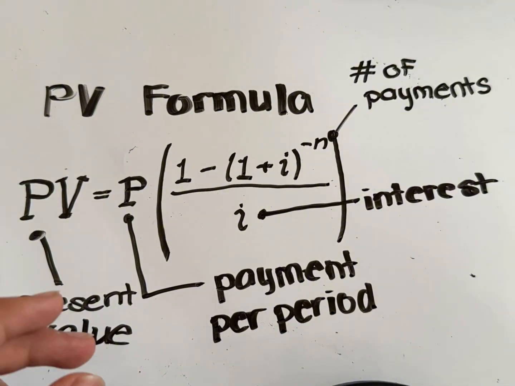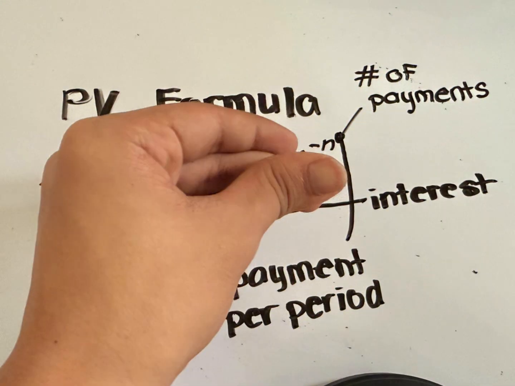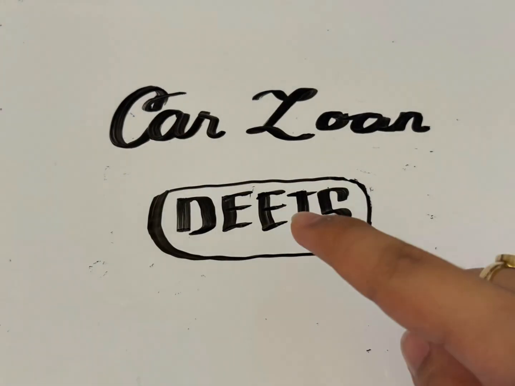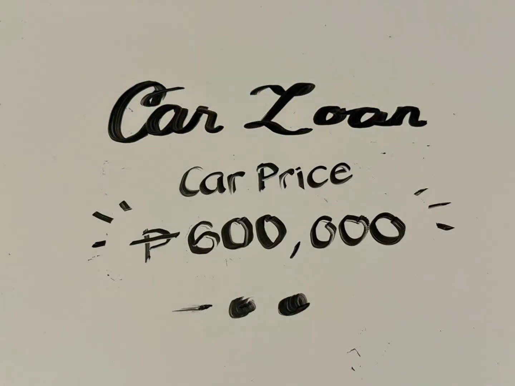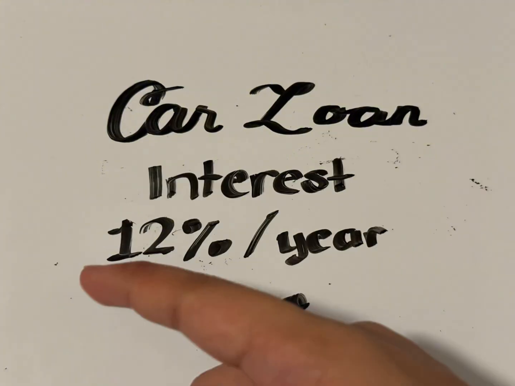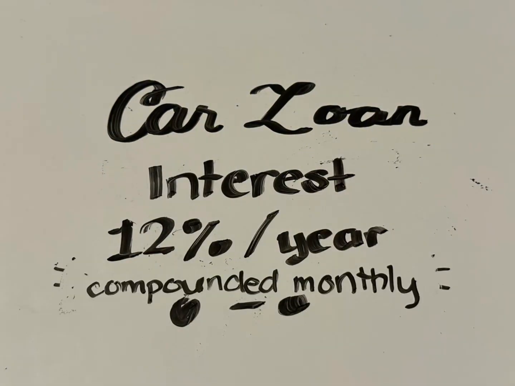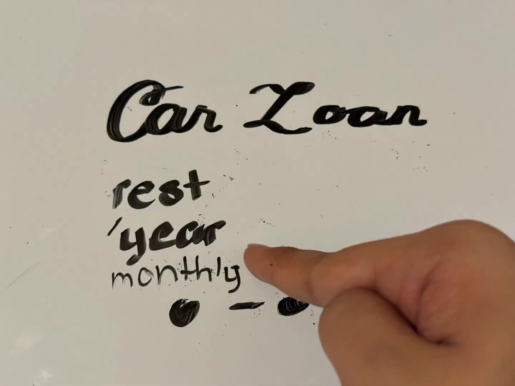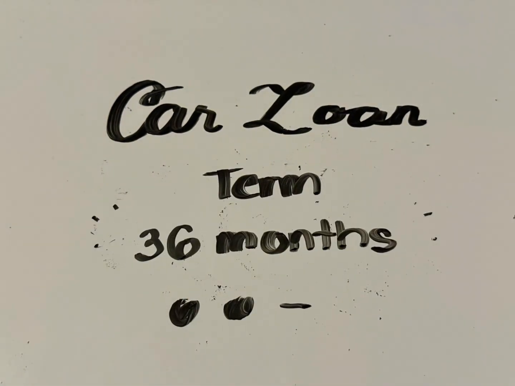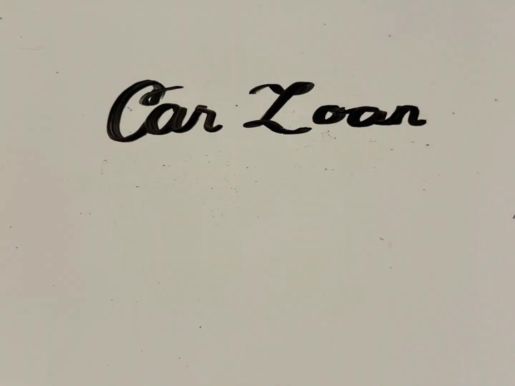Well, now that we know what the parts of the present value formula are, let's try to apply it. Let's say you took out a car loan. Details? Well, the car costs 600,000 pesos, has an interest rate of 12% per year compounded monthly, and a payment term of 3 years, or 36 months. Now, how do you solve this?